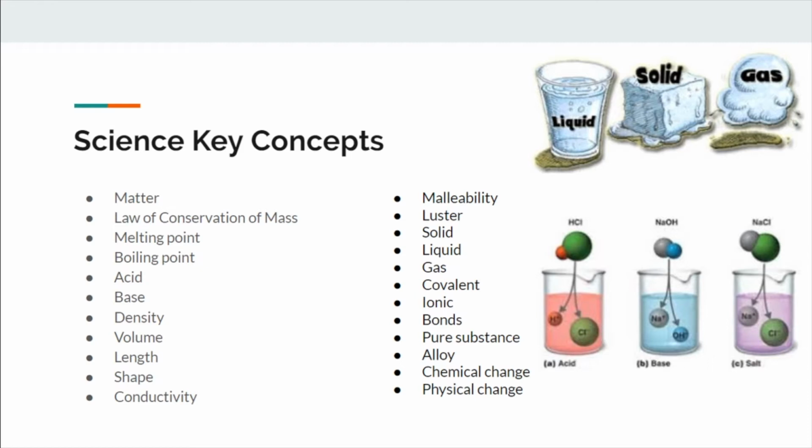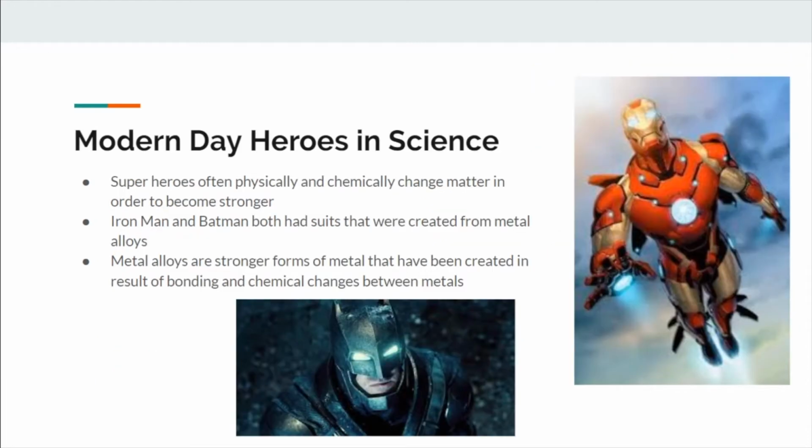Many of our beloved superheroes from the DC and Marvel universe have used physical and chemical properties of matter in order to become stronger when they are faced by their enemies. Even though Batman and Iron Man are from different universes, they still use the same type of physical science in order to become stronger. Iron Man and Batman both use suits that were created from metal alloys. Metal alloys are a type of compound that is formed from a chemical change through the bonding of pure metal substances to create a new form of metal. This combination of metal has stronger physical properties, which can help these heroes fight their evil enemies and create a better environment for their communities.